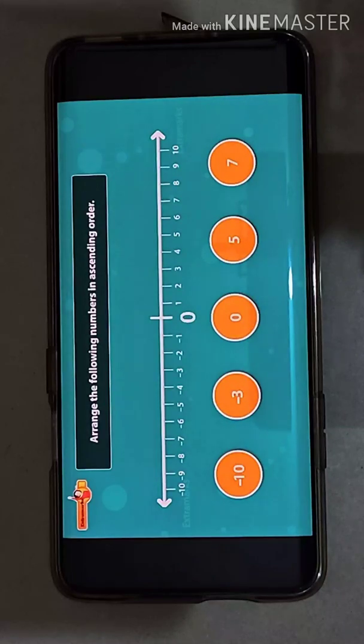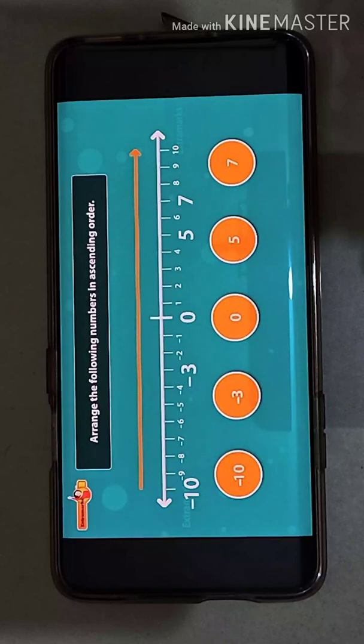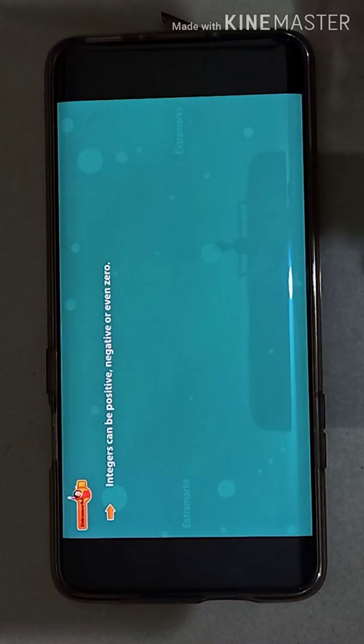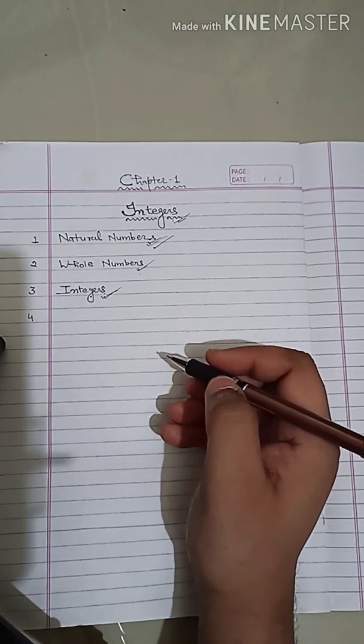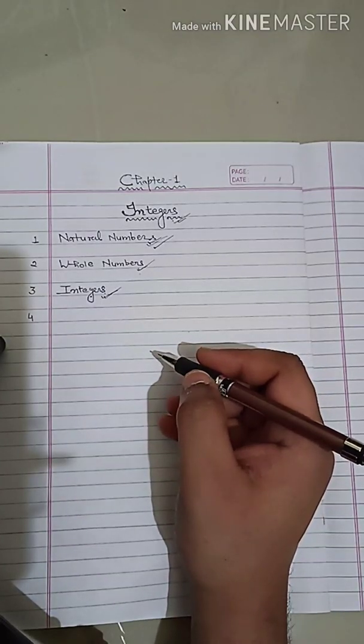You can verify your answer by marking these numbers on a number line. They must lie in the same order from left to right on the number line as found above. In a nutshell, integers can be positive, negative or even 0. As you move to the right on the number line, the integers get greater, and as you move to the left, they get smaller. Comparing integers becomes easier with more practice. So, keep practicing. Hope you understand the concept of integers.